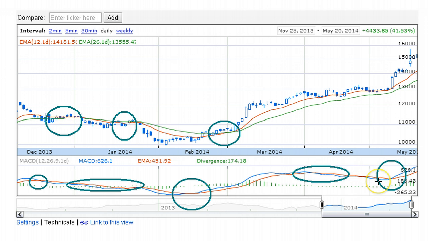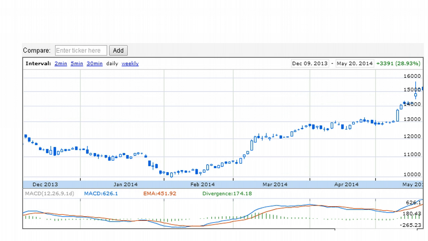So MACD is again a derived format of EMA. So if you're going to use MACD, you probably need not look at the EMA lines. So we'll move on, and I'll try and show you how to use these.